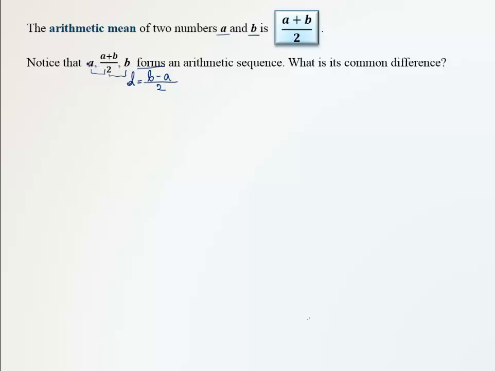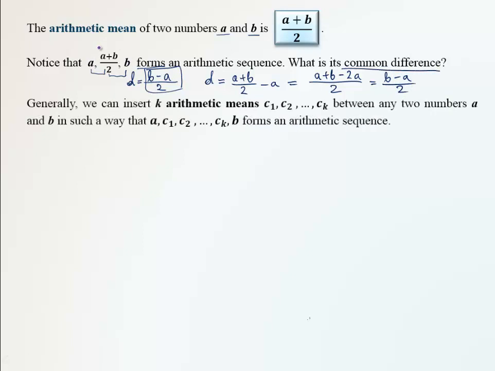Well, we can double check if we use just consecutive terms as prescribed in the definition. That will be a plus b over 2 minus a, for example. If you put this under a common denominator, then we have a plus b minus 2a, which is really the same as b minus a over 2. So yes, that confirms it. Okay, so in this sequence, we inserted a number between a and b such that the sequence became arithmetic, and such a number is called an arithmetic mean.